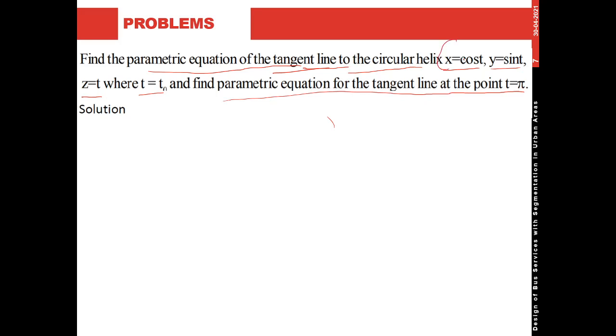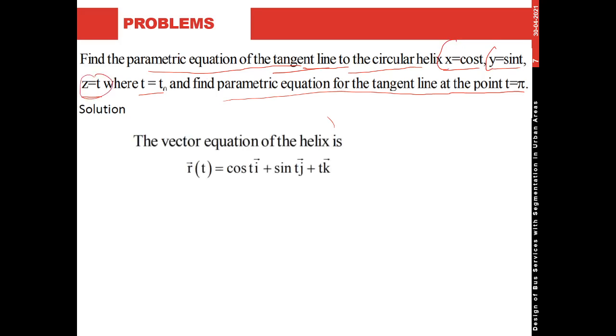Here we are given x of t, y of t, and z of t. So first we will write it in the form of a vector equation. The vector equation of the helix is r of t equal to cos t i, so x of t is cos t, plus sin t j plus t k. Now we know the equation for the tangent line: r of t naught plus t times v naught, where v naught is r dash of t naught.